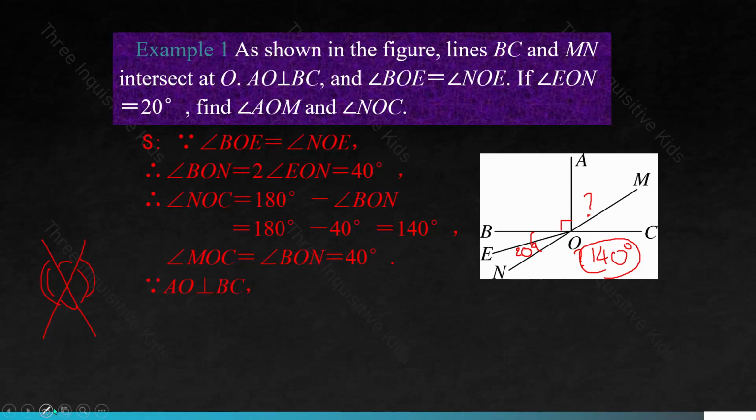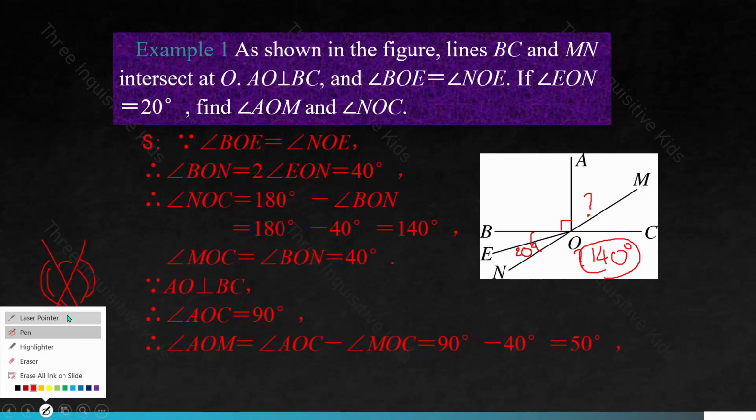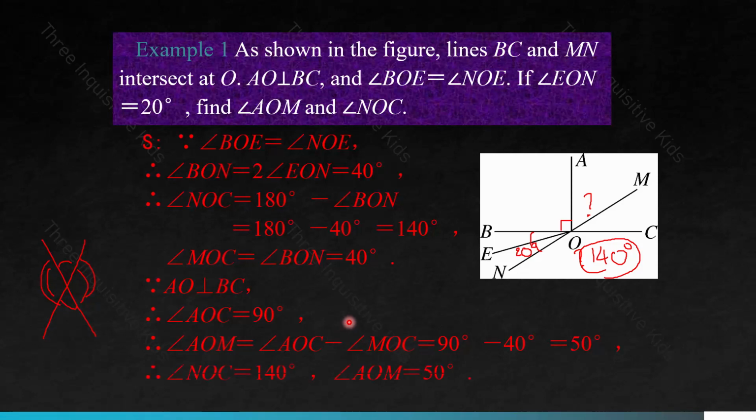Because AO is perpendicular to BC, we know that angle AOC is equal to 90 degrees. And we know that angle AOM is equal to angle AOC minus angle MOC. So AOM is equal to MOC subtracted from AOC, which is 90 minus 40, which is equal to 50. Therefore, angle NOC is equal to 140 degrees and angle AOM is equal to 50 degrees. That is how we get our final answers.